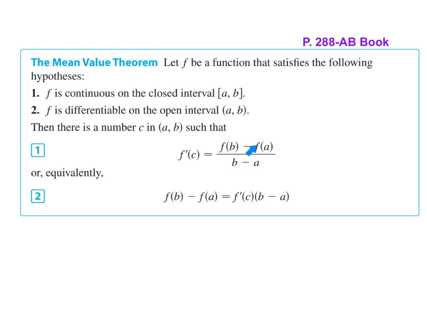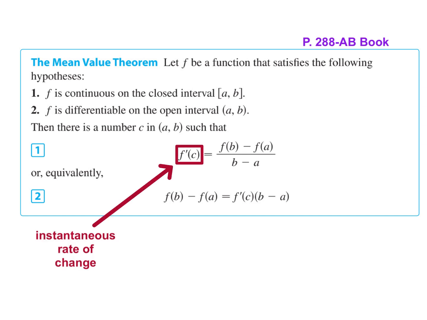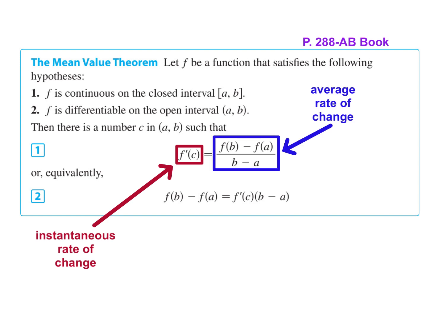This is slope. What do we call that in calculus? Before we talked about derivative, we called it the rate of change. What kind of rate of change? Average rate of change. This is the average rate. Sorry, the derivative is the instantaneous rate of change, that's what the derivative is, but the formula for slope is the average rate.